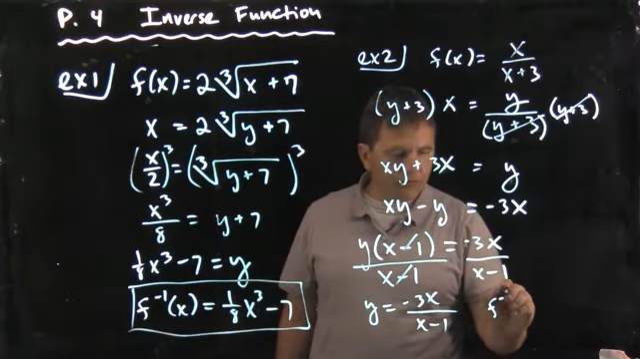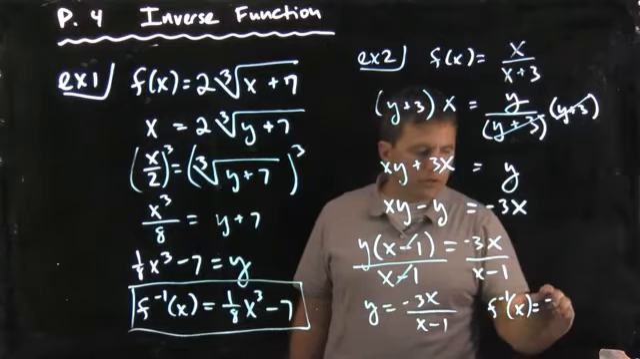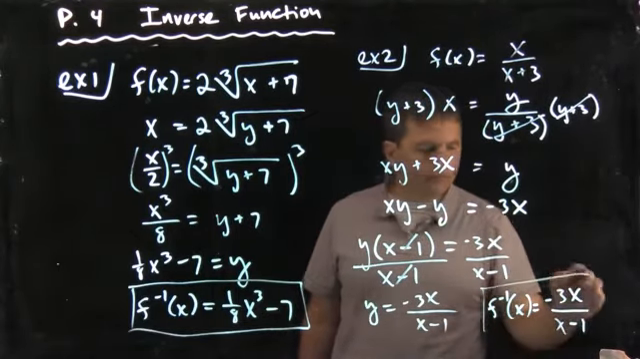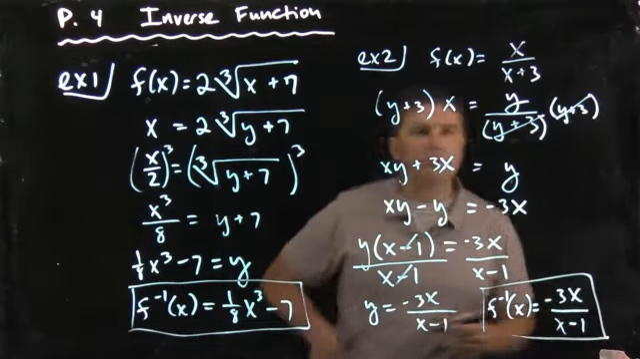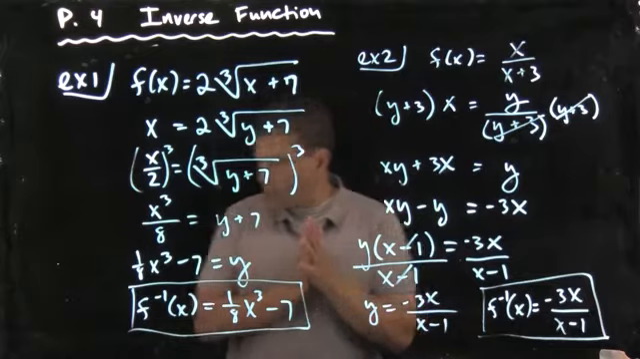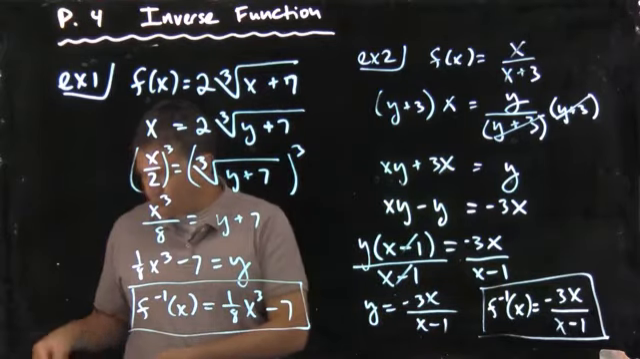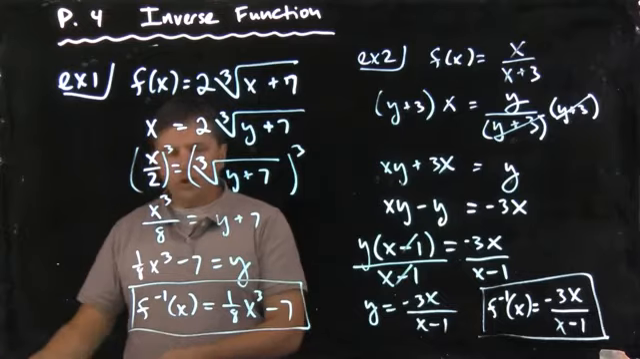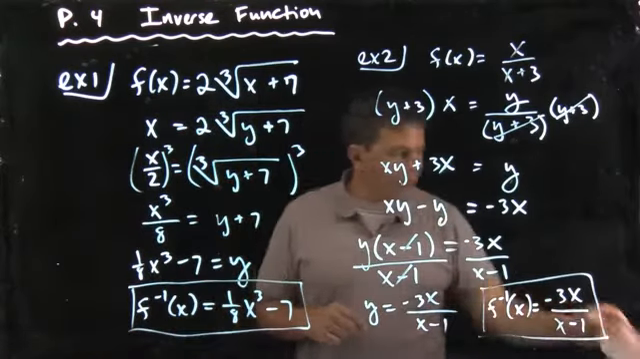So our inverse function is negative 3x over x minus 1. Okay, so that's basically the algebra. Next we'll move on to the trig functions, which can be a little complicated.